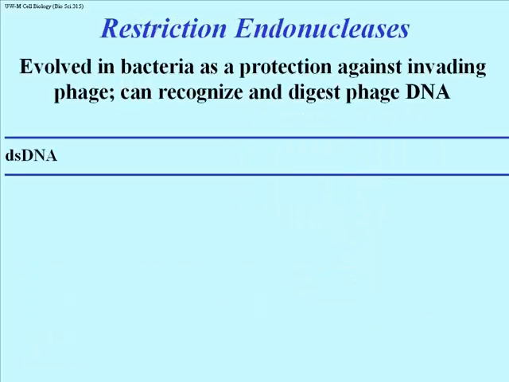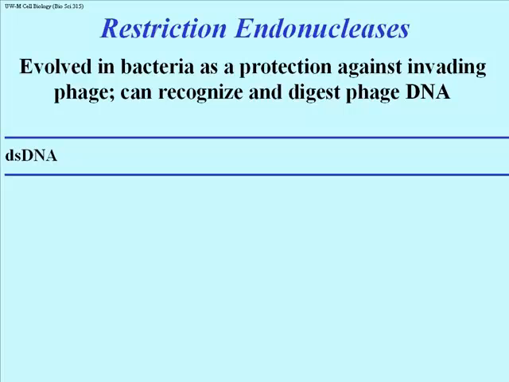Another enzyme, or group of enzymes that's very important in our ability to manipulate DNA and recombine fragments of DNA pretty much any way we want to, are restriction endonucleases. These are enzymes that were evolved in bacteria as a way to protect the cells from infection by bacteriophage. The DNA of the virus, once it got in the cell, if it was detected by a restriction endonuclease, would be cut up before it had a chance to do its damage.